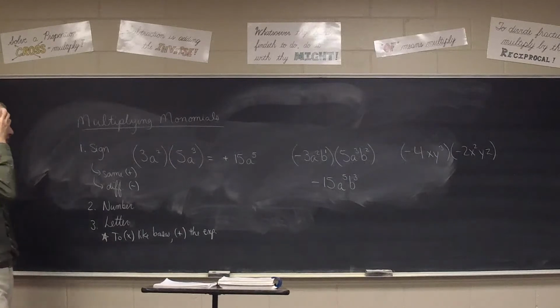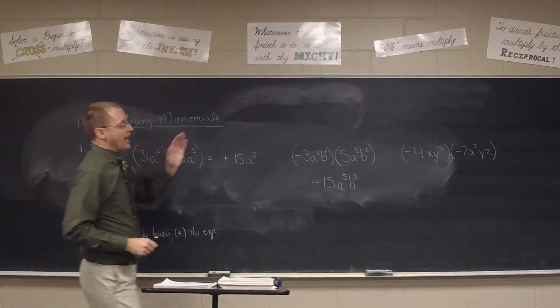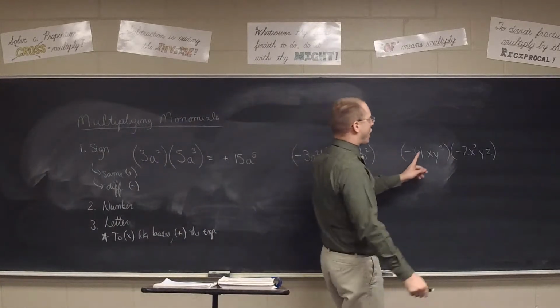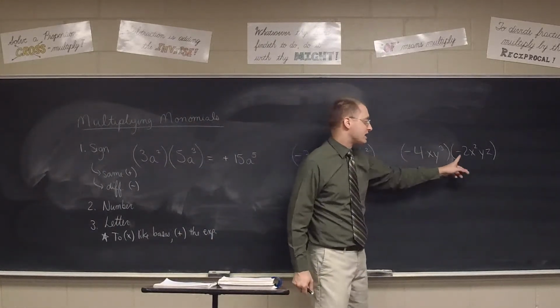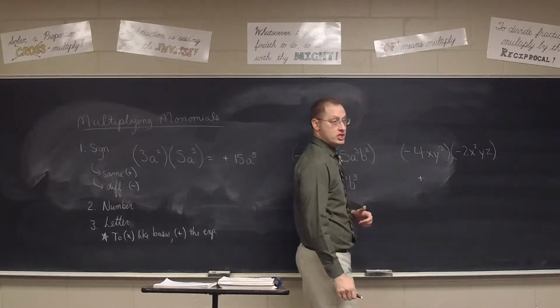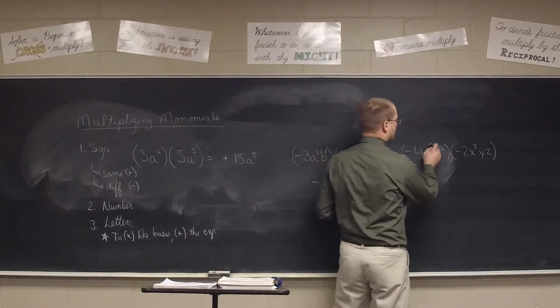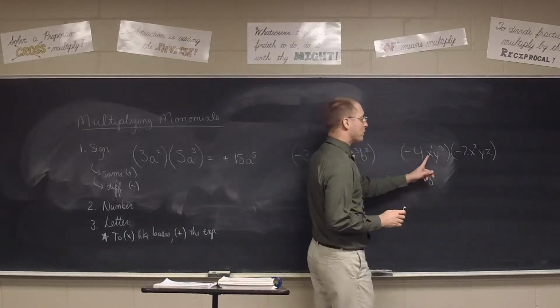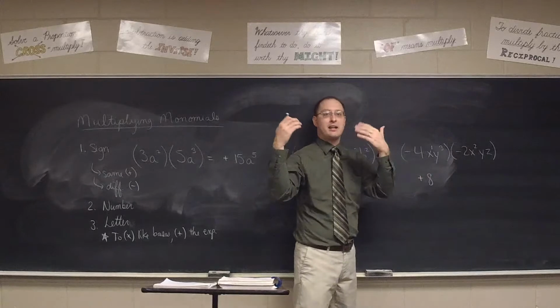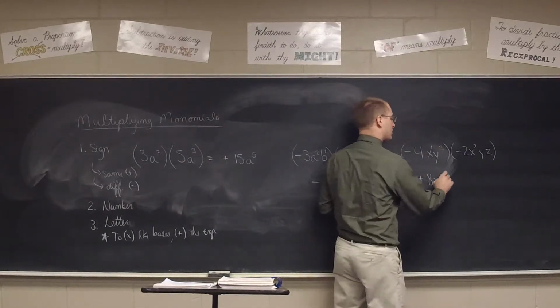My 3 steps are, let's say it with me, sign, number, letter. As I look at the sign, I notice once again they are the same. And if the signs are the same, I get a positive. When I multiply the numbers together, I get... This is an understood x to the first. And when I multiply like bases, I add the exponents. So here I'm going to get x cubed.